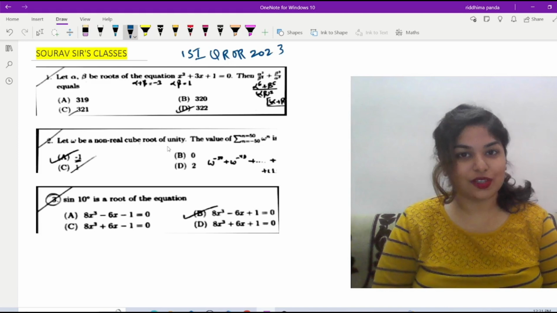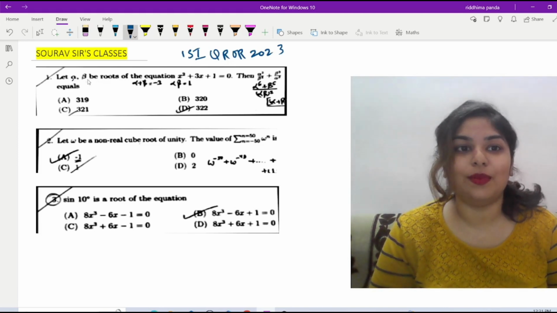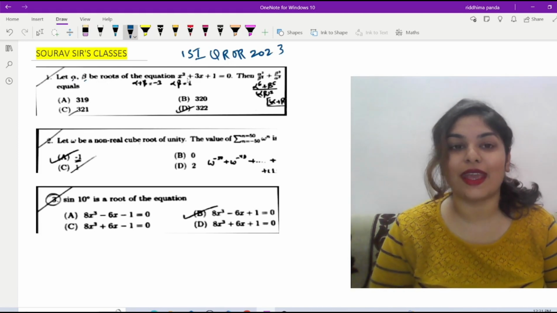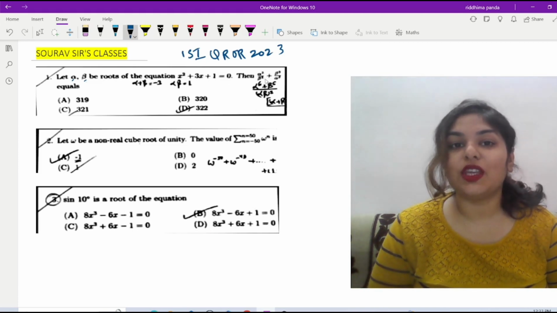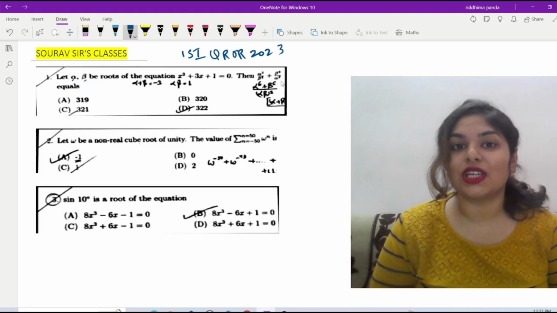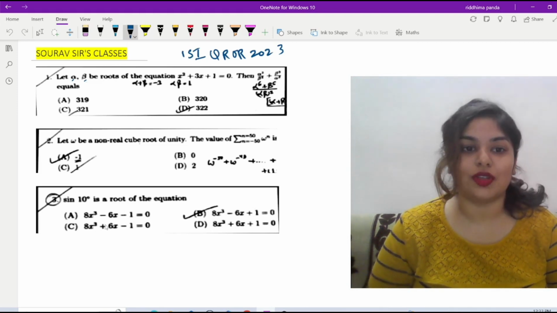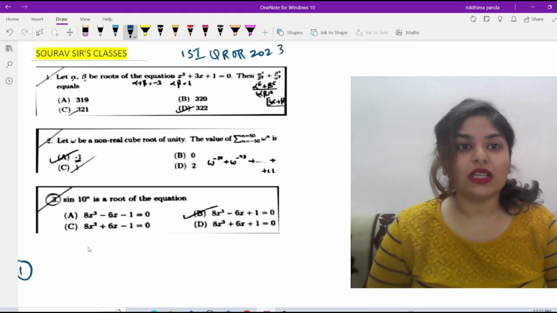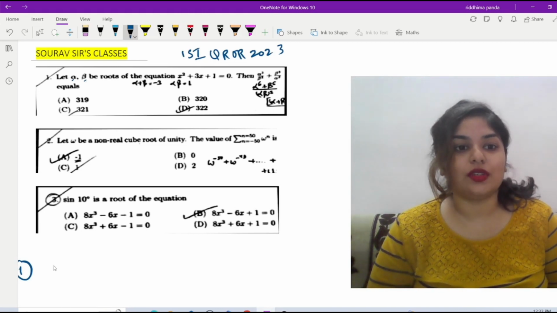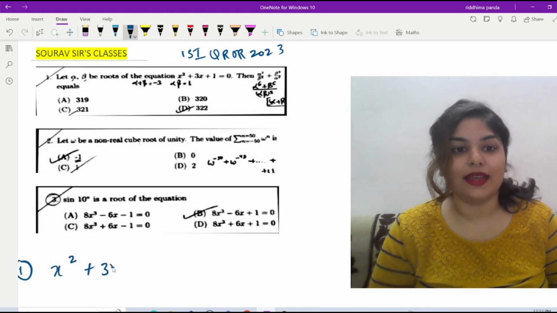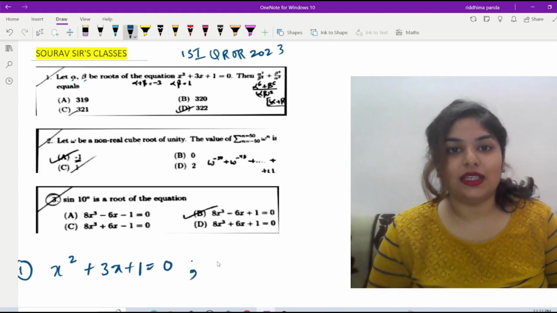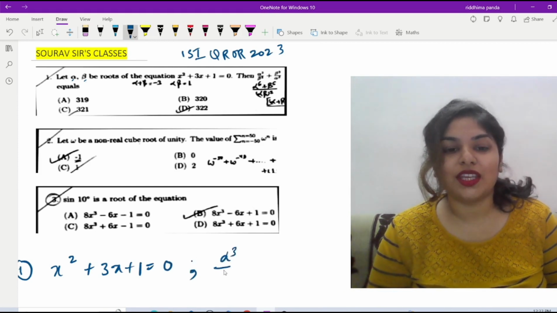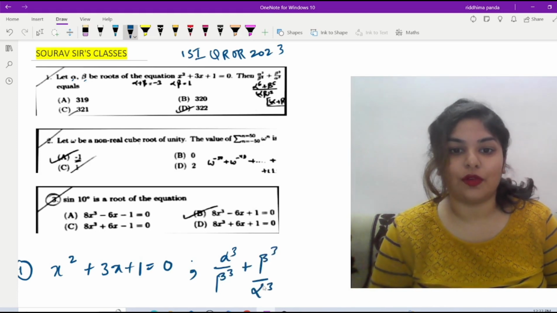So the question number 1 in front of you is, let alpha, beta be the roots of the equation x squared plus 3x plus 1 is equal to 0. Then alpha cube by beta cube plus beta cube by alpha cube is equal to how much? So let us write down. We are given the equation x squared plus 3x plus 1 is equal to 0, and we have to find out how much is alpha cube by beta cube plus beta cube by alpha cube, right?